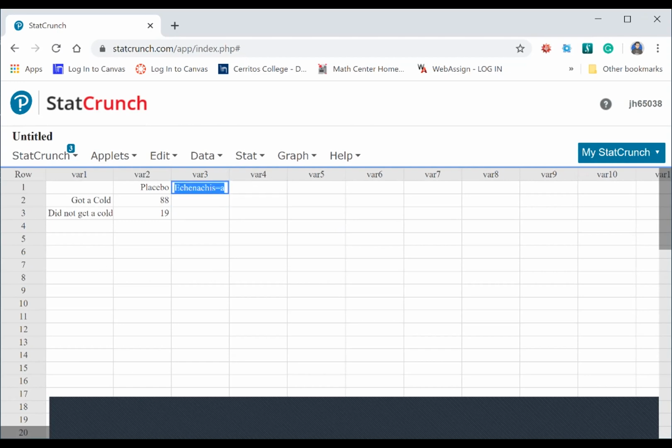Okay, so echinacea. How the hell do you spell echinacea? E-C-H-I-N, A-C-E-A. Okay, and then 20%, right? Oh, screw it. I'm just going to go 20% and 60. Okay, boom. Those are my labels.